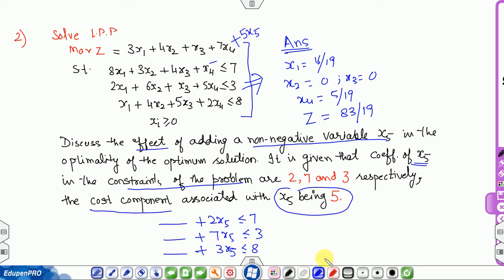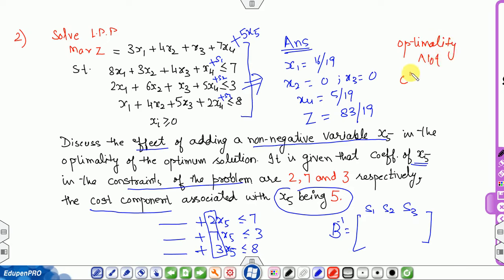Okay, so again you will try to solve this problem. You need a B inverse. So once you solve this by the simplex method, what is the B inverse? Here you add S1, here you add S2, here you add S3, and these are the starting variables of the simplex table. So this is my B inverse. When you multiply B inverse by this column, because this is the column corresponding to x5, then you will get the required answers. And the answer is that optimality does not change.